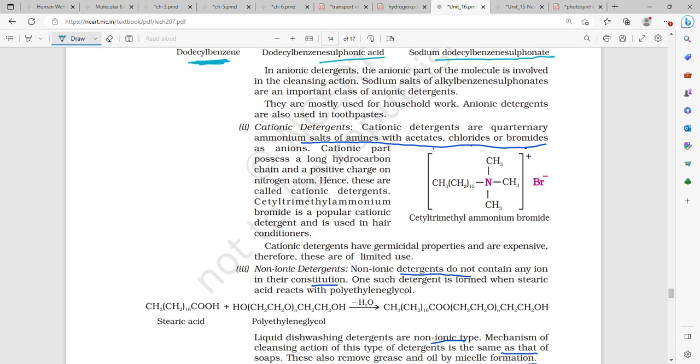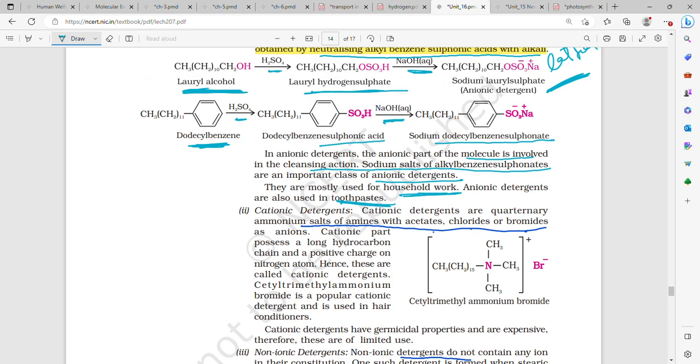In anionic detergent, the anionic part of the molecule is involved in the cleansing action. Sodium salts of alkyl benzene sulfonates are an important class of anionic detergent. They are mostly used for household work. Anionic detergents are also used in toothpaste and household work.